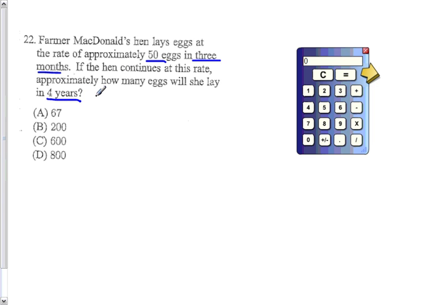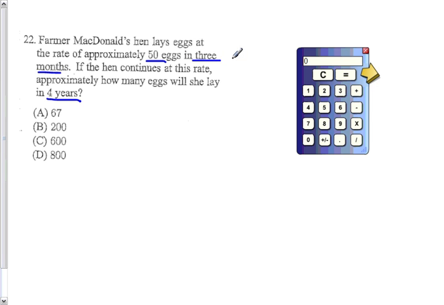Now, our issue here is the fact that she's laying eggs in 3 month increments, and we need to determine how many we're going to do in 4 years. So we need to convert our months to years to figure this out. And so let's take a look and see how many eggs could she lay in a year. So she's laying 50 in 3 months.